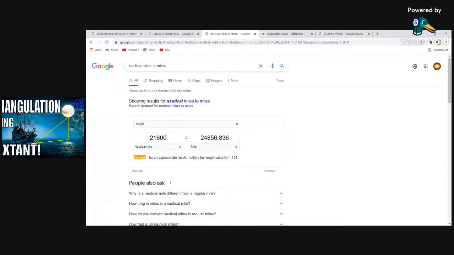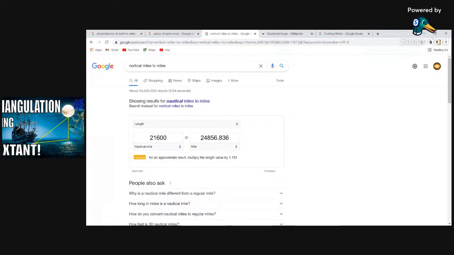24,856. How are we going to find the radius value? Working backwards, using the circumference, we can calculate the radius. So the radius is equal to the circumference divided by pi times 2.